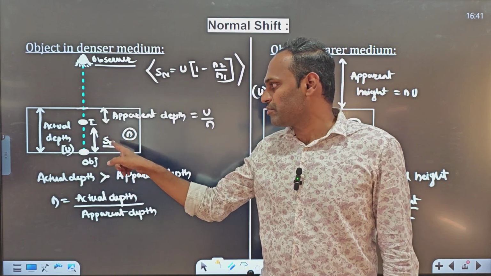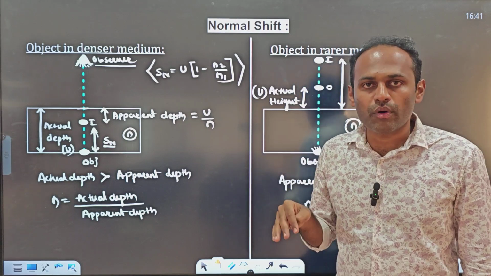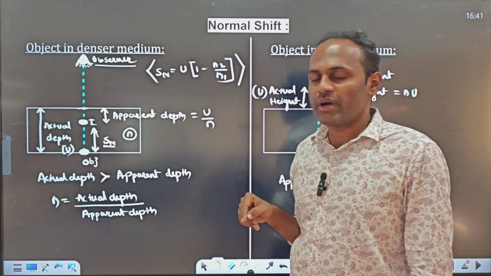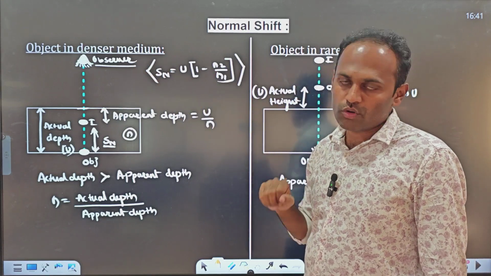Actual depth minus apparent depth will give you normal shift. Otherwise, you can use the formula to calculate normal shift. Normal shift is given by u into the bracket 1 minus n2 by n1. If the second medium is air, then you can take it as 1.